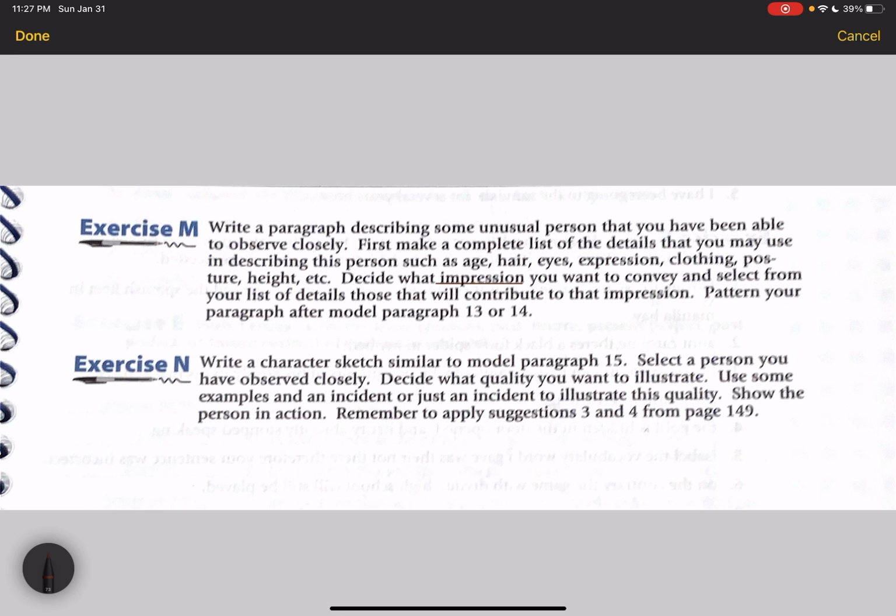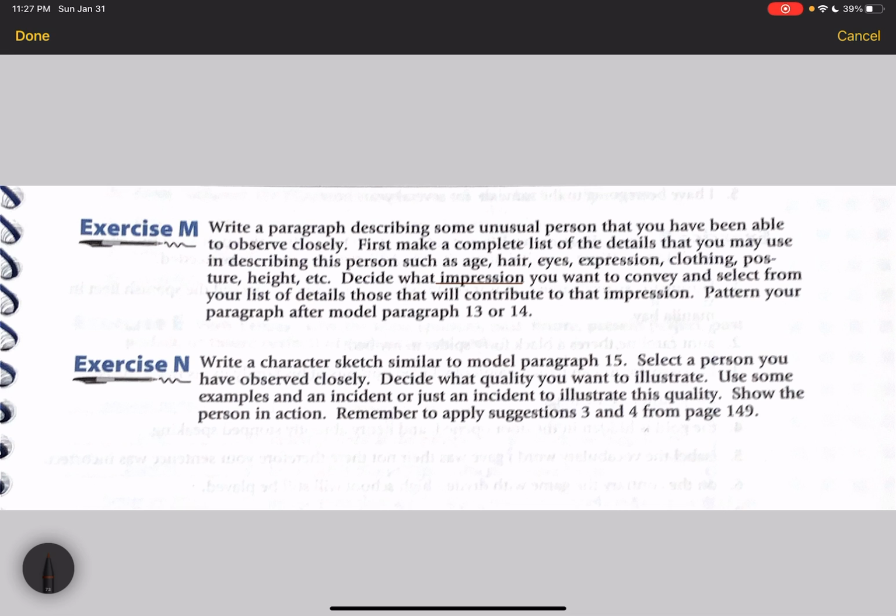So in exercise N, the emphasis that you would be describing would be more about their personality or their character. So exercise M is more about their physical appearance and the impression that gives you, while exercise N gives you more of a look at their character or their personality.